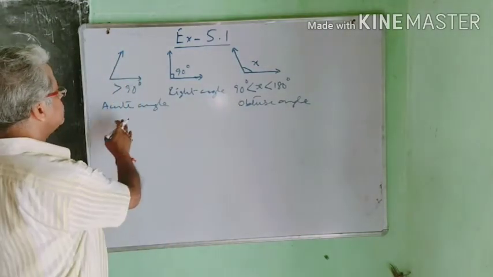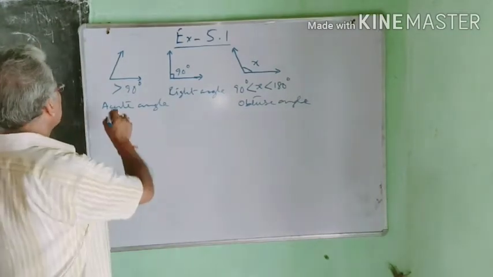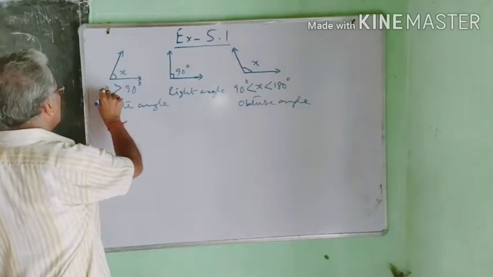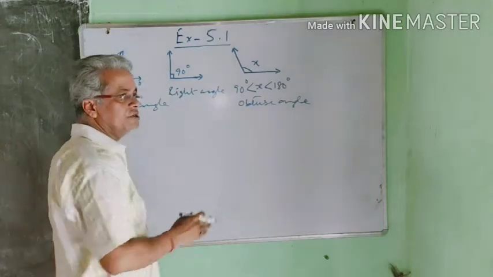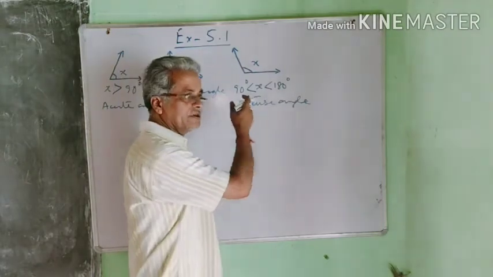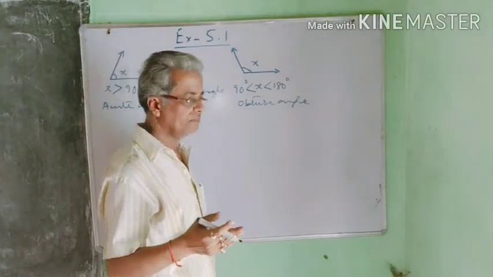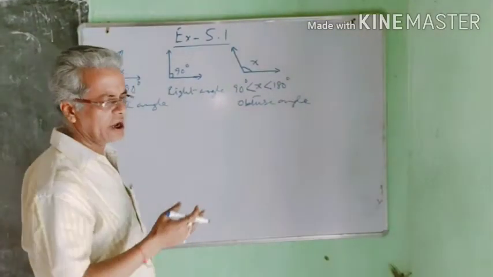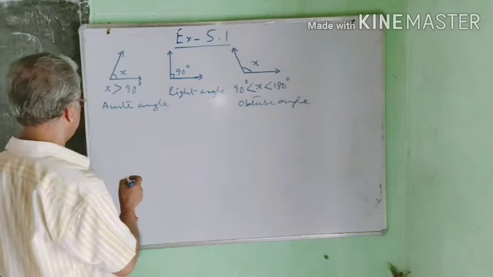Thus we got acute angle, which is less than 90 degree, a right angle, which is equal to 90 degree, and obtuse angle, which is greater than 90 degree but less than 180 degree. In addition to these three angles, also we get some angles.